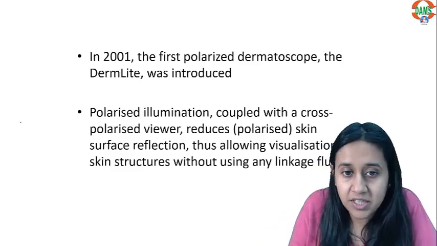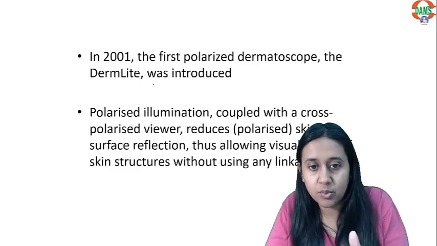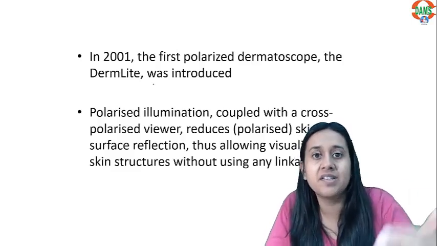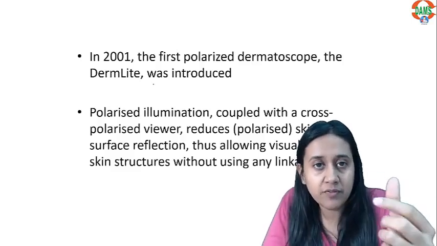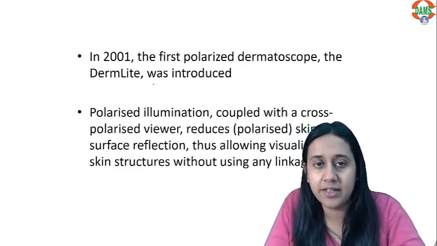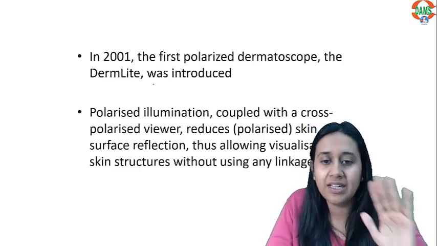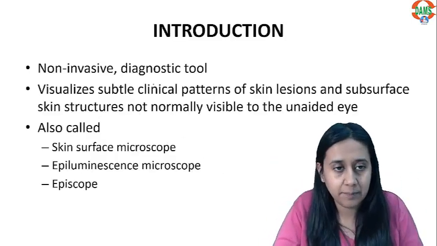So what does illumination do? Coupled with the cross-polarization view, it reduces the skin surface reflection. So previously what we used to do, we used to put oil so that the reflection of the skin can be avoided. But recently we have polarized illumination and we don't need any immersion or linkage fluid for that.